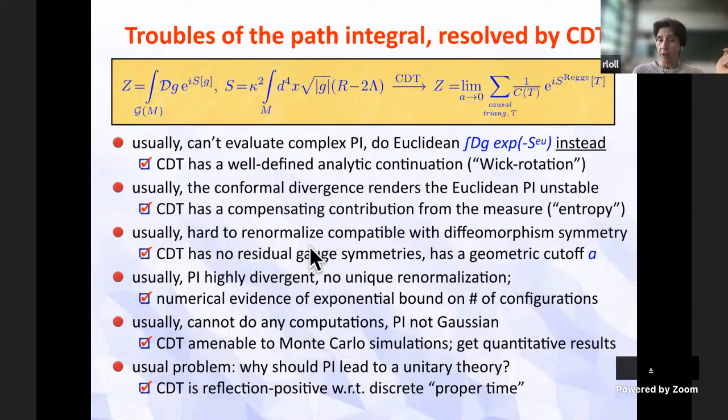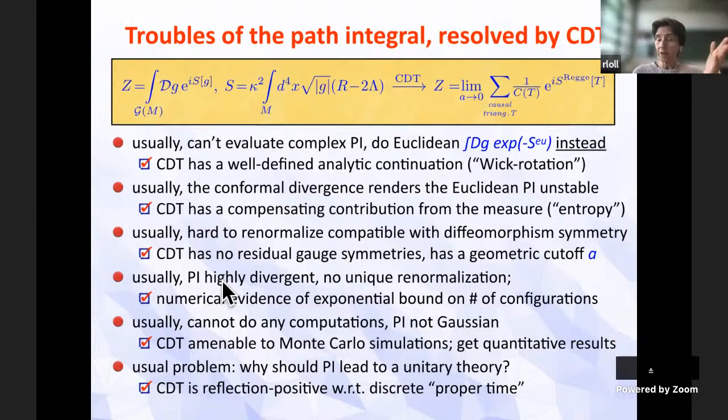Next, something I have already mentioned in passing: in the continuum you can't do without coordinates, and then you have the trouble of having to gauge fix, typically the diffeomorphism symmetry, which makes your configuration space redundant by an infinite amount. Here, as I have already said, we have no residual gauge symmetries, and the cutoff, the edge length, is actually a gauge-invariant cutoff. So it's not affected by any redundancy. That's beautiful and technically very powerful and important.